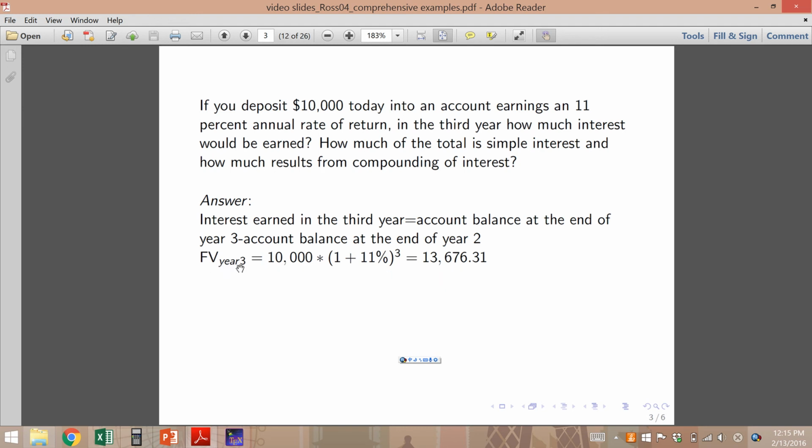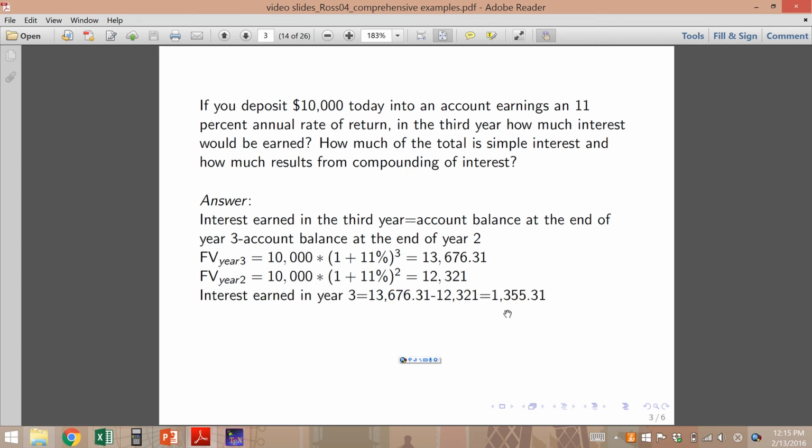So to find the account balance by the end of the third year, this is what we do. Future value in year 3 equals the present value times 1 plus the interest rate to the power of 3. I believe that you know how to solve this using the financial calculator, so I'm not going to show that anymore. And the future value by the end of the second year equals another number. The difference between those two is the increase in your money over the third year, which purely comes from the interest. So this is the interest you earned in year 3.